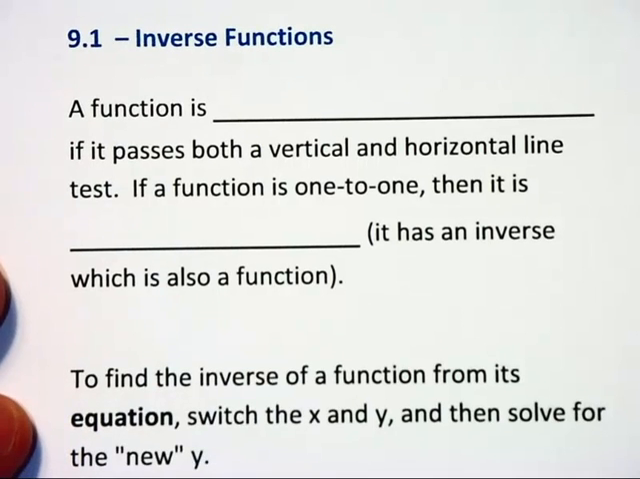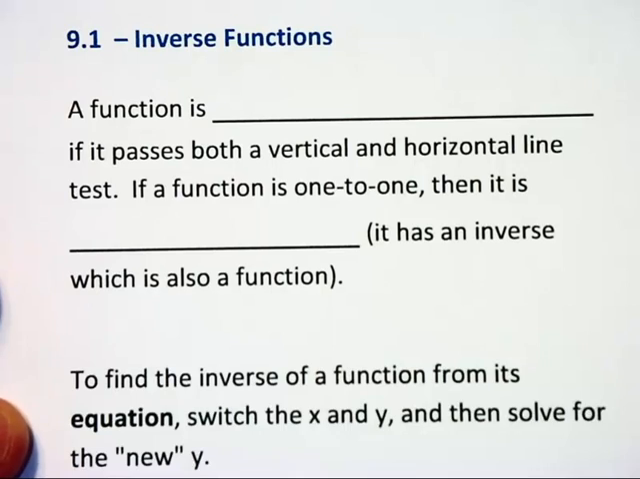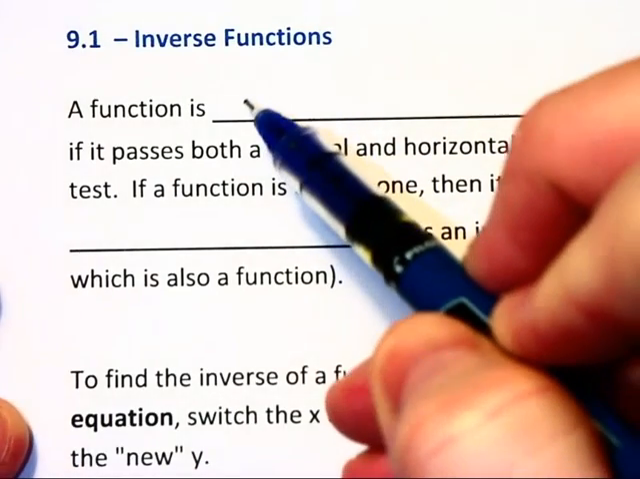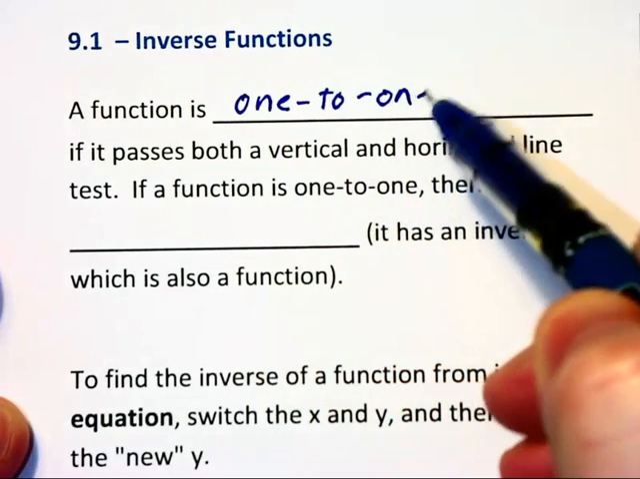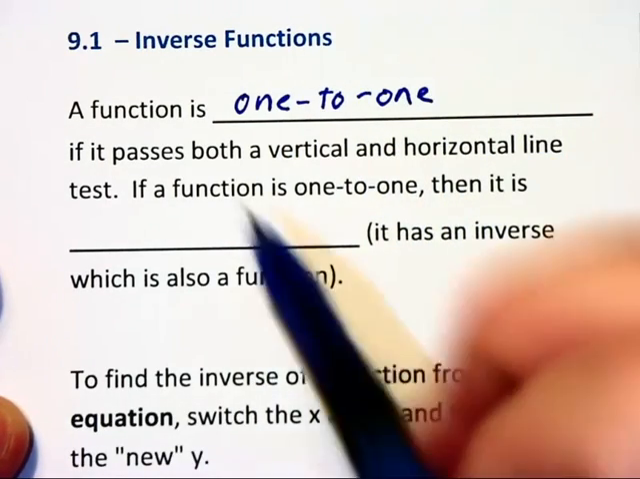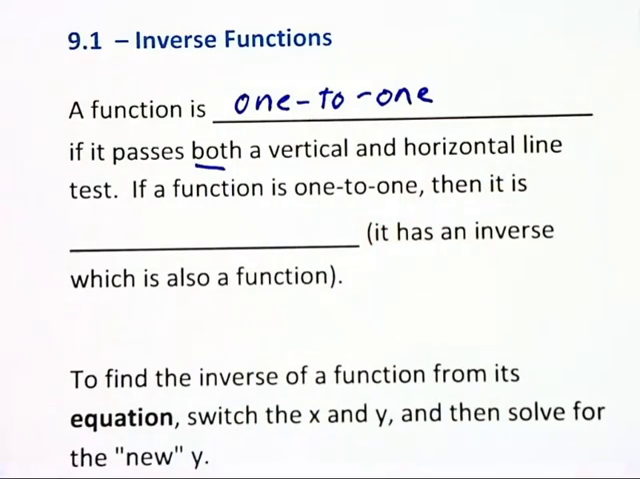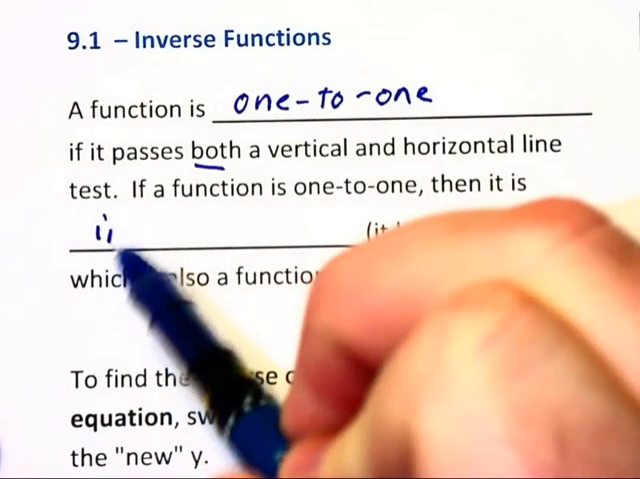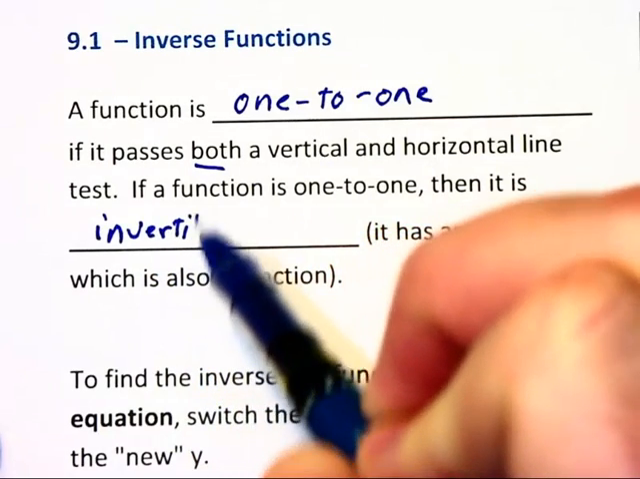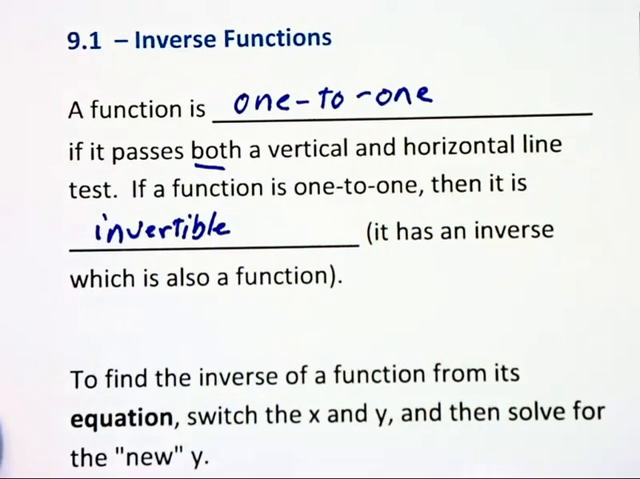It's very important for us to understand how inverses work before we can begin our study of logarithms. Our first definition is that of a one-to-one function. A function is one-to-one if it passes both a vertical and a horizontal line test. And if a function is one-to-one, then it is said to be invertible. Basically, which means it has an inverse, which is also going to be a function.